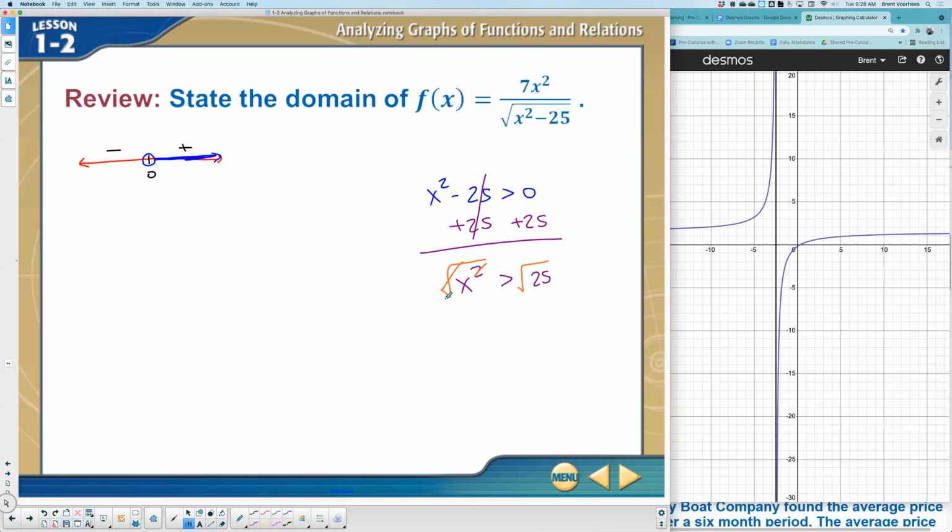Let me ask that question again. Whenever you add a square root that's not originally there, what needs to come with that square root? Plus or minus. You'll have two separate answers. So we'll have the answer that x is greater than the positive square root of 25. What is square root of 25? 5. x is greater than 5.